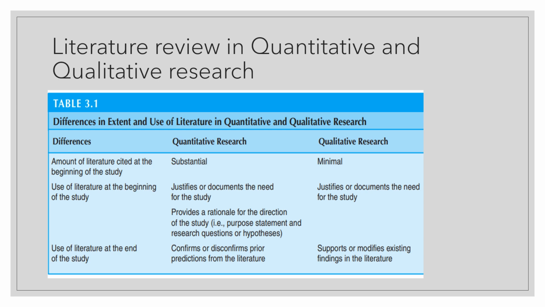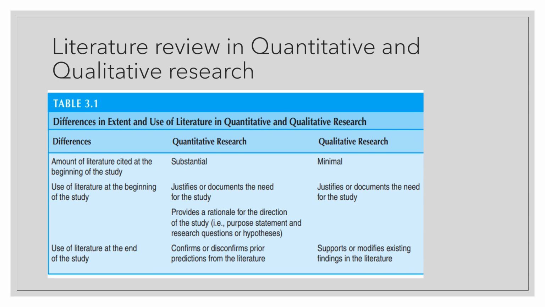It should be supported with the literature that we discussed in the beginning of the study. It also provides a rationale for direction for the study. For example, the purpose statement and then research question and hypothesis in quantitative research. While for qualitative research, it doesn't need a rationale for the directions of the study because there is no hypothesis in qualitative research. And the differences about the literature at the end of the study.